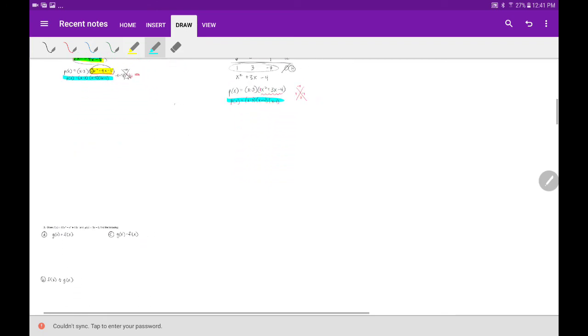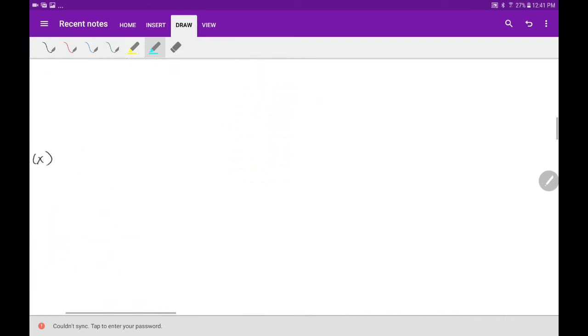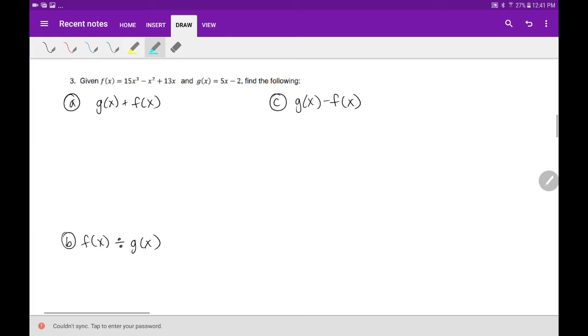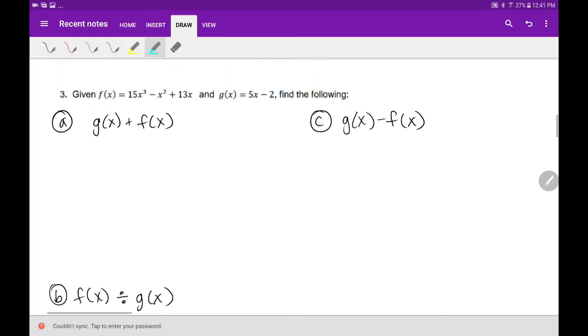Okay, let's do one more. Let's finish this problem. All right, it says given that g of x, it wants me to actually find g of x, which is over here, right? Plus f of x, which is right over here. So I'm just going to plug them in, keeping in mind that I'm adding. So g of x, that's 5x minus 2, plus f of x, which is 15x cubed minus x squared, plus 13x. This is a simple combine the like terms problem.